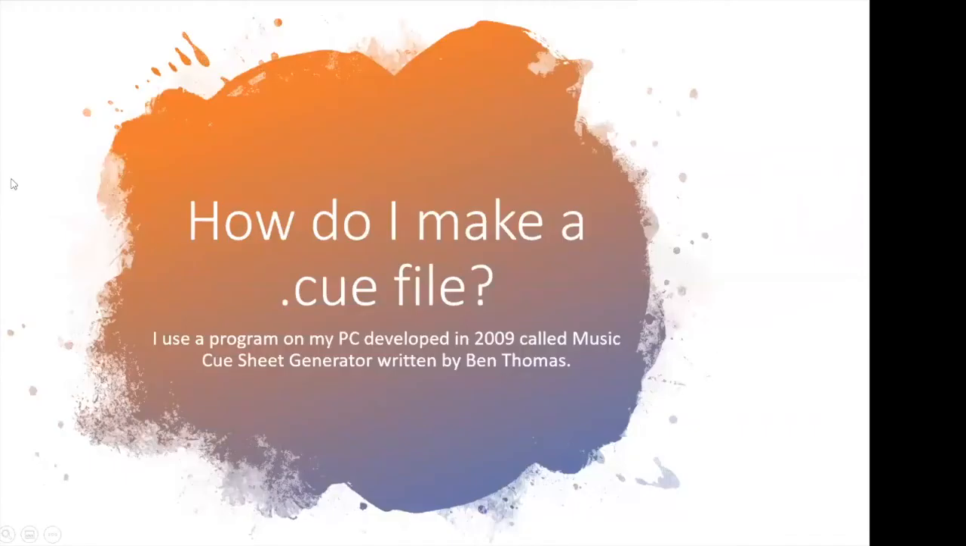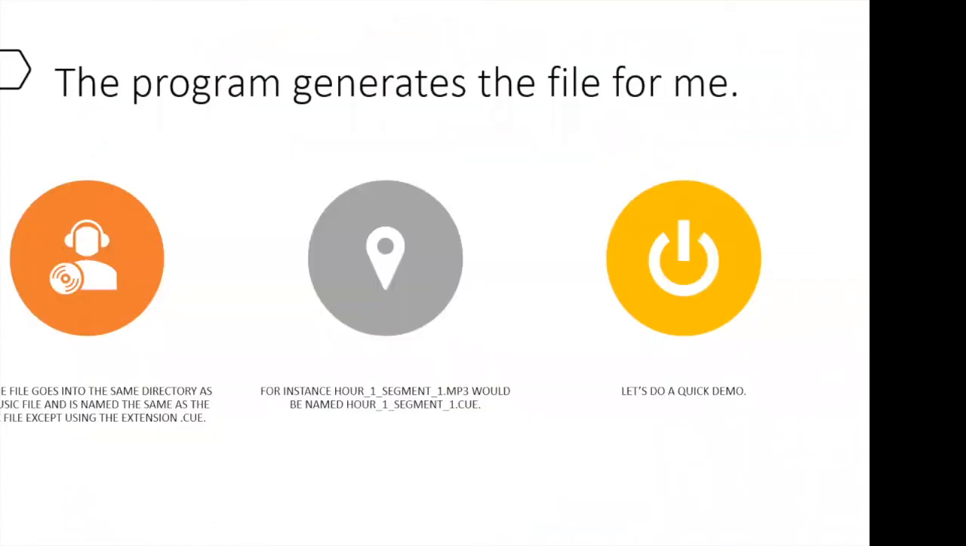All right. So how do I make a cue file? I use a program on my PC that was developed in 2009, called Music Cue Sheet Generator. It's written by a gentleman named Ben Thomas, who's an actual musician that came up with this. Very amazing. The program generates the file for me. The cue files go into the same folder as the MP3 or WAV files, and they have to be named the same as the MP3.